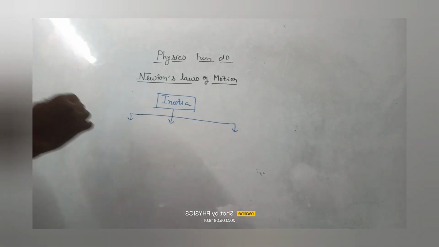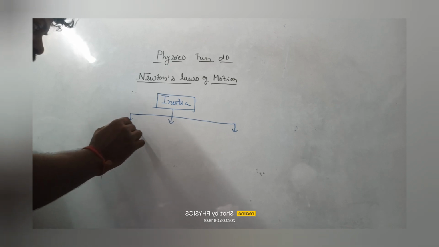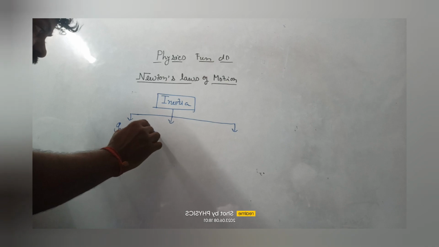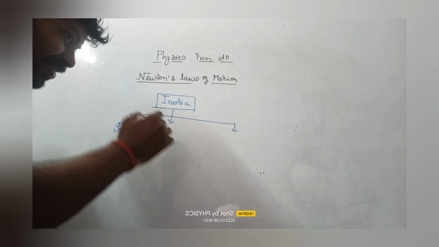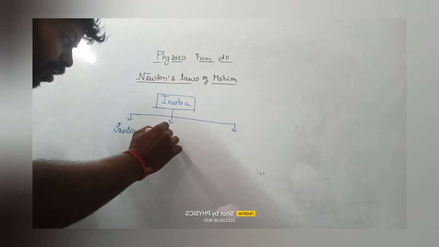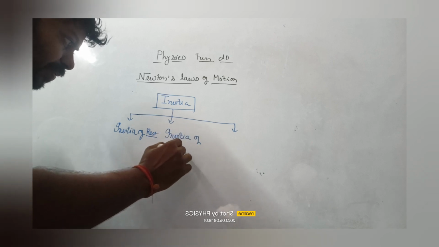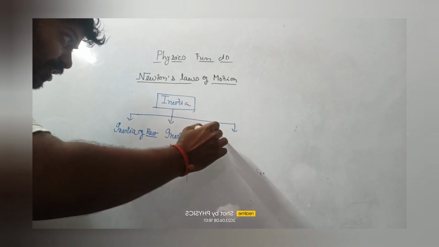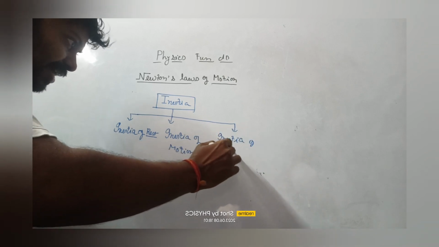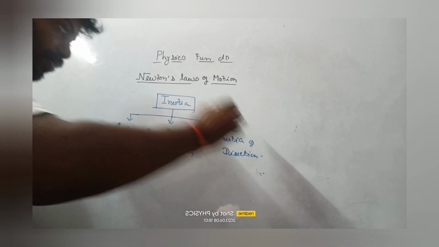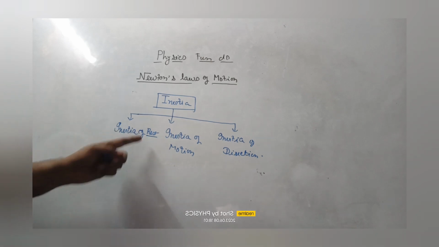Number one, the inertia of rest. Second is the inertia of motion. And third is the inertia of direction. First one is the inertia of rest.